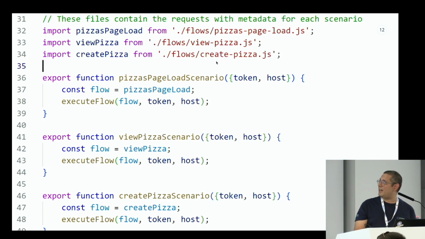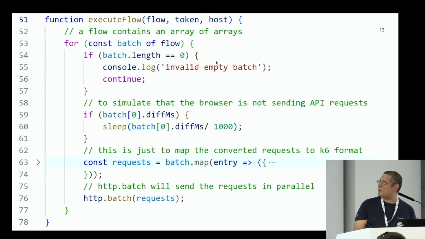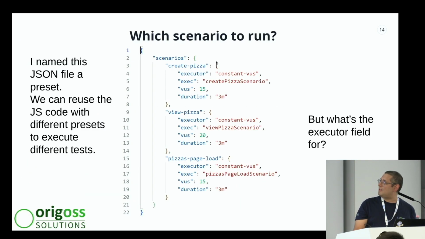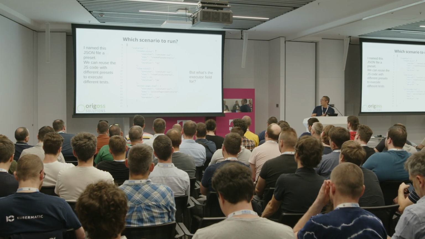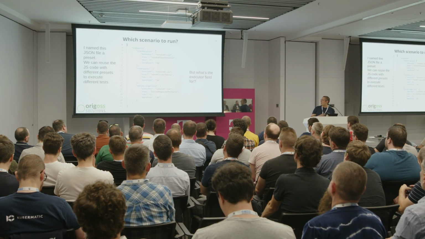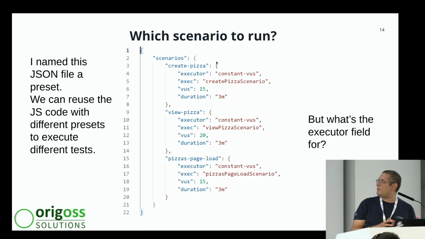I just went back one slide. We have the scenarios, we have the execute flow, but how does K6 know which functions to execute? Well, this is where the options come again into play. The options provide us a way to configure, to make it reusable. So I can use the same code base, and I can simulate different constellations. For example, in this example, I have 50 concurrent users, 15 running the create pizza, 20 running the view pizza, and 15 running the pizza page load.